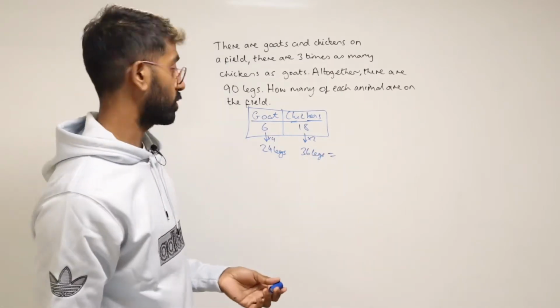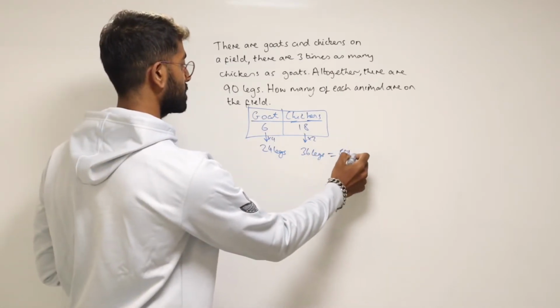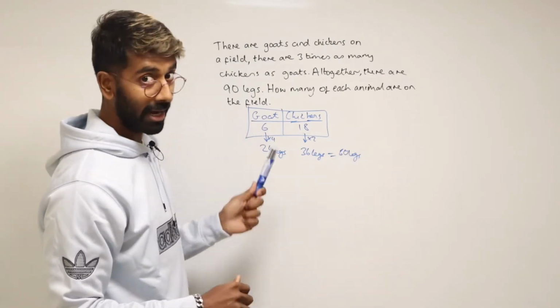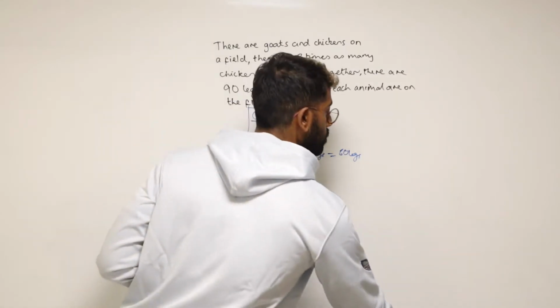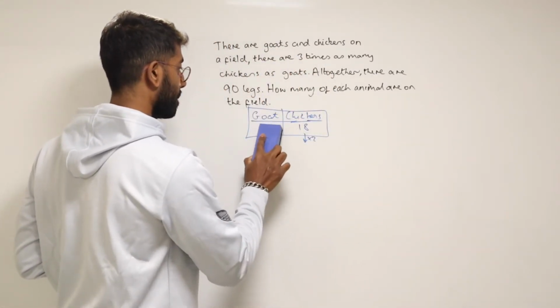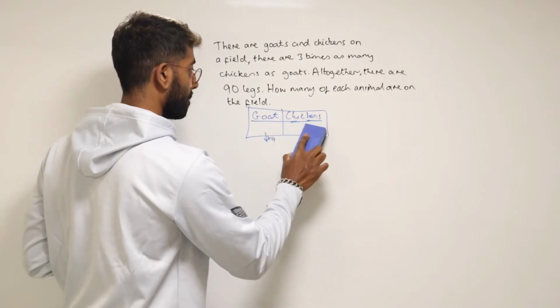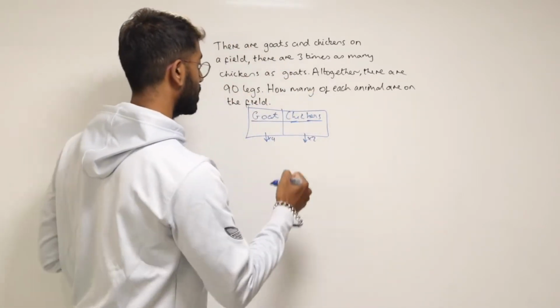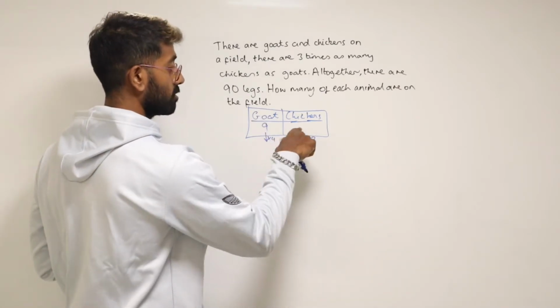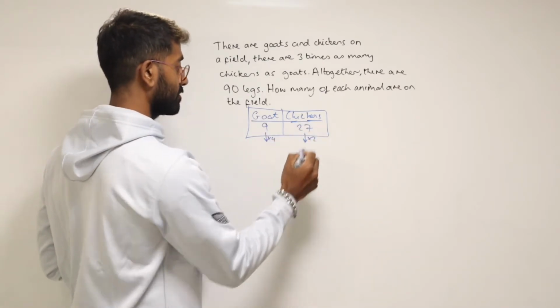In total, what's that going to give us? 60 legs. So we're getting there, but we still need to go higher than that. So 6 is no good. Maybe let's try 9 goats. So 9 goats, 3 times as many chickens, that would be 27 chickens.